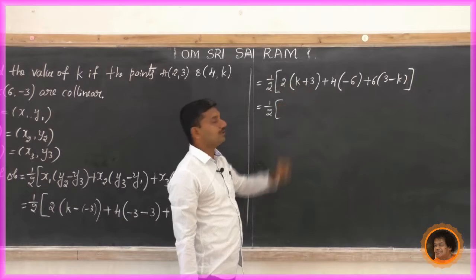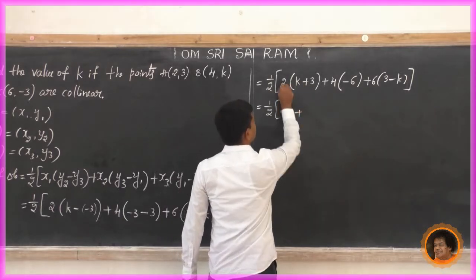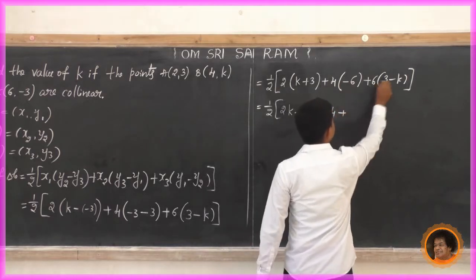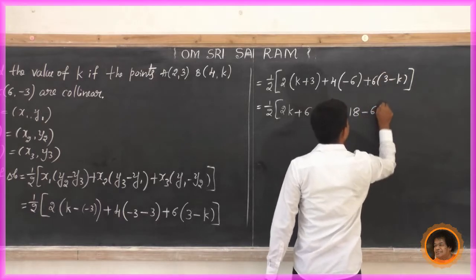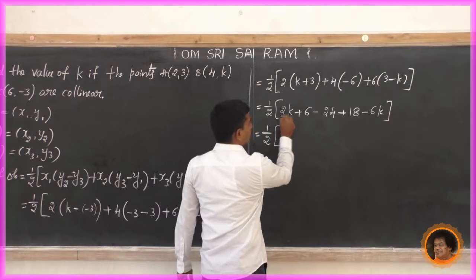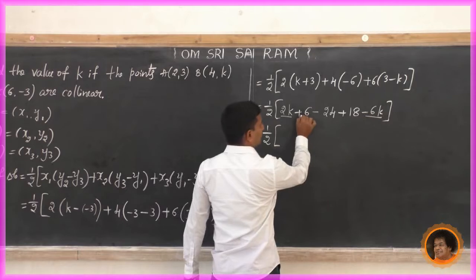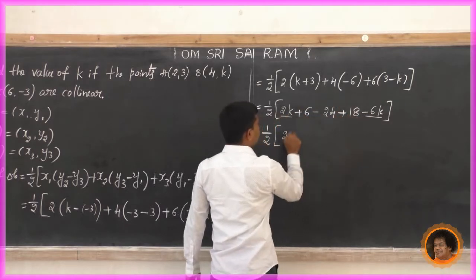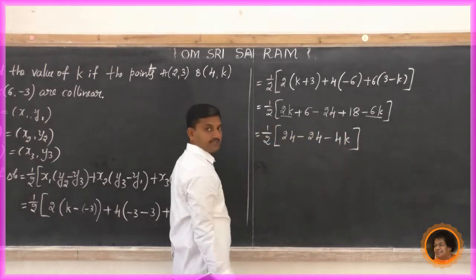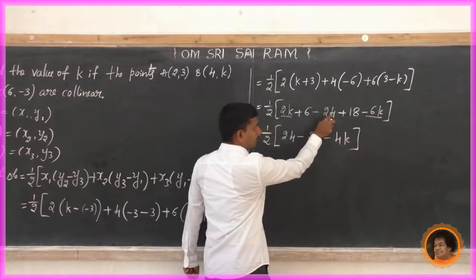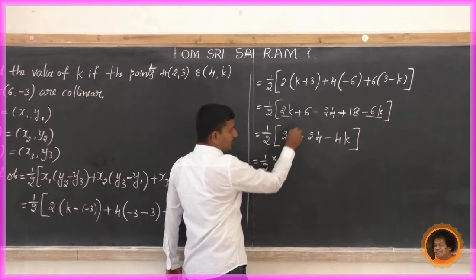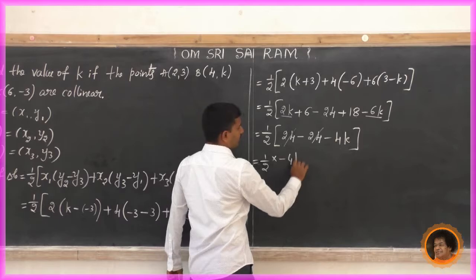Now multiply this term to each term of the binomial. So 2 into k is 2k, plus 2 into 3 is 6, plus 4 into minus 6, that is minus 24, plus 6 into 3, 18, minus 6 into k, 6k, which is equal to half into, here the like terms: 2k minus 6k is minus 4k, and plus 6 plus 18 minus 24 is 0. So it equals half into minus 4k. I think it is clear.